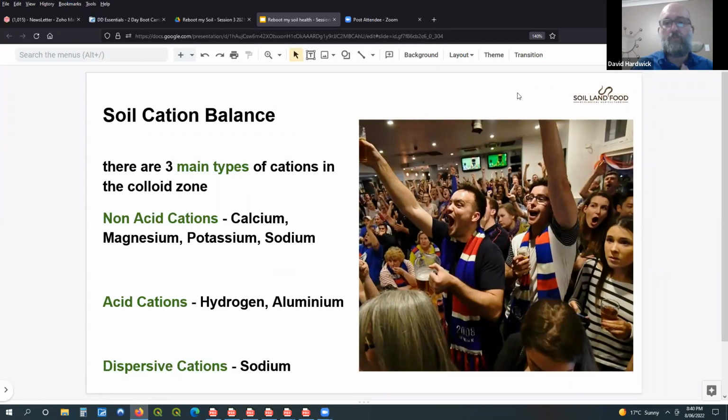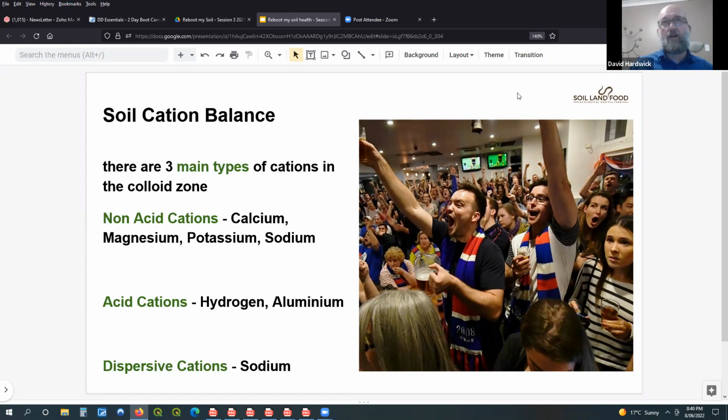So the second really important thing when talking about cation balancing is what you don't want. You'll get different agronomists. Some of them will focus on, for example, the ratio of calcium to magnesium, which you can see is one thing you could get off a soil test. Some agronomists don't focus on that at all. They go, oh, that's not very important, I need to just focus on the acid cations. So the acid cations are hydrogen and aluminium.